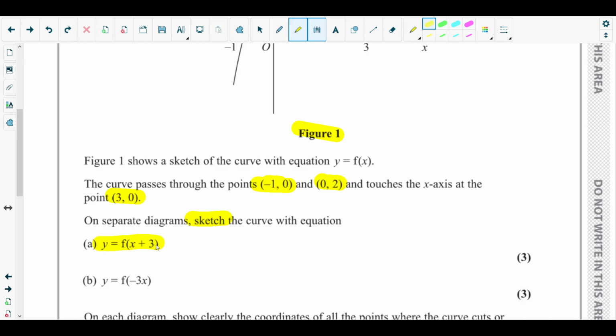Now the question is, on separate diagrams, we need to sketch the curve with equation y equals f of x plus 3. We need to sketch the transformed curve of this given curve. So f of x plus 3.